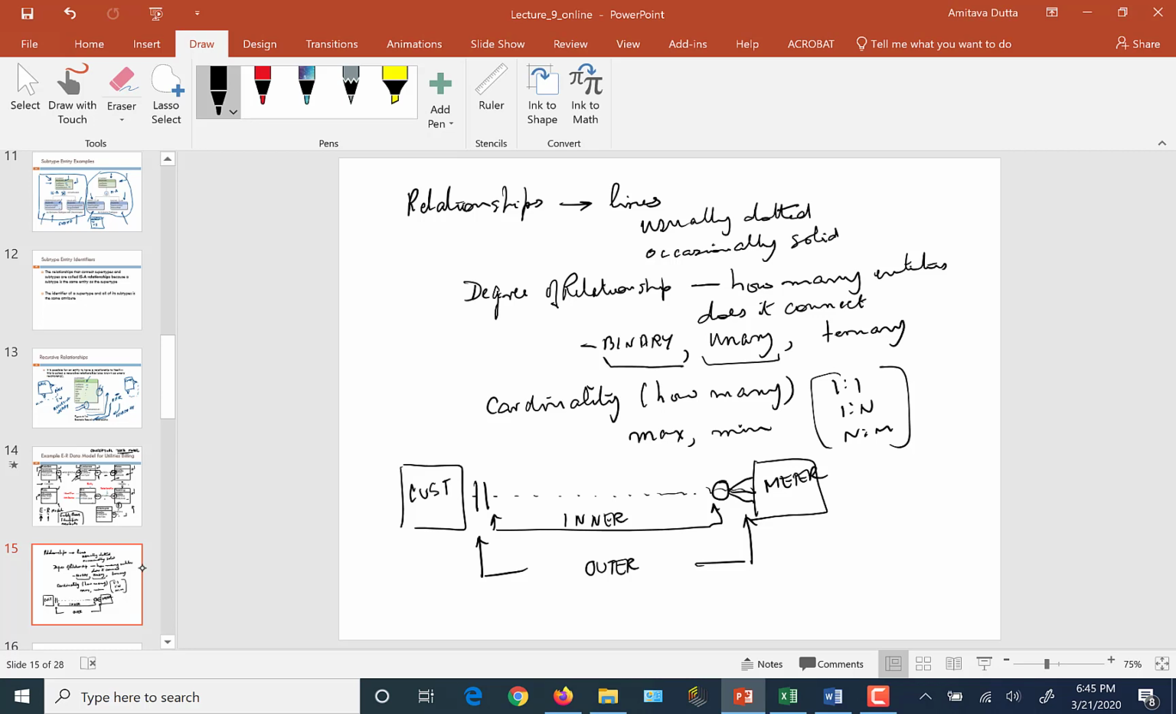Okay, so the outer symbols represent the maximum cardinalities and the inner pair of symbols represents the minimum cardinalities. So now what does that all mean? What is this picture telling us?